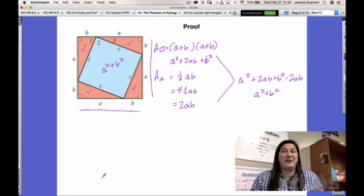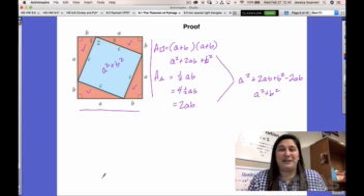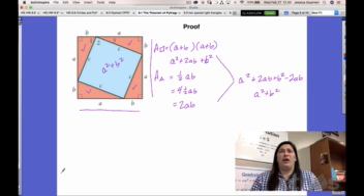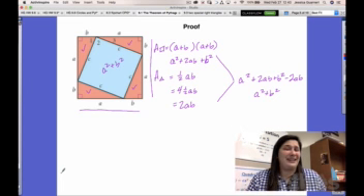Now, the Pythagorean theorem tells me that a squared plus b squared equals c squared, so I can use what I know about this square to prove it. Now, do I know it's a square? That's the key right there. Do I know this is a square?